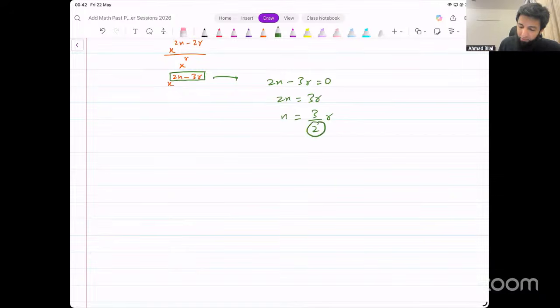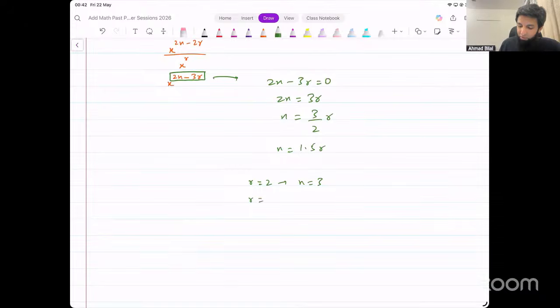We will need to get rid of this denominator. Otherwise, n would turn out to be decimals, right? Because this is n equal to 1.5 times r. So if the value of r is 1, that is not possible because n would become a decimal. If the value of r is 2, that is possible because then you get n equal to 3. So r equals 2 gives you n equal to 3. That is possible because you get an integer for both of them then.